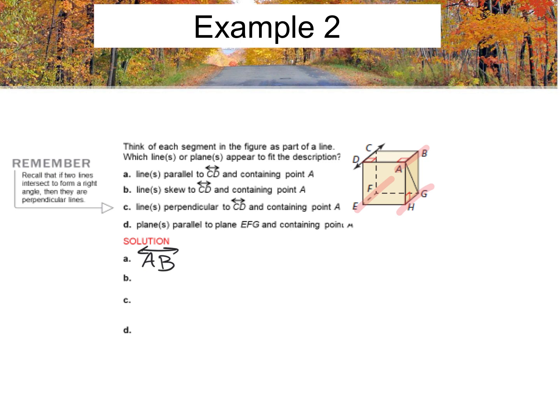I'm going to erase the highlighters to work on the next one. The second one is telling us there's a line skewed to line CD and containing point A. Both line AG right here and line AH right here appear skewed to CD and contain point A. So actually both of these are valid answers.